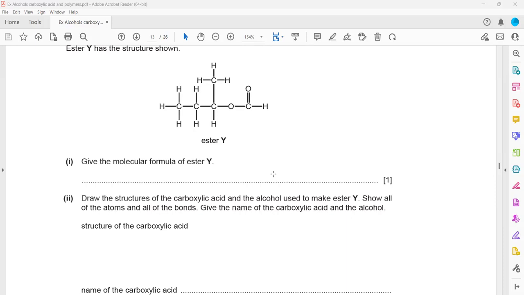Then draw the structure of carboxylic acid. Look, this part is from carboxylic acid. So a simple way to draw the structure: you draw the same part and then just put H. So this is the carboxylic acid, which reacts here. What is the name of this carboxylic acid? One carbon. Methanoic acid. So this is methanoic acid, HCOOH.